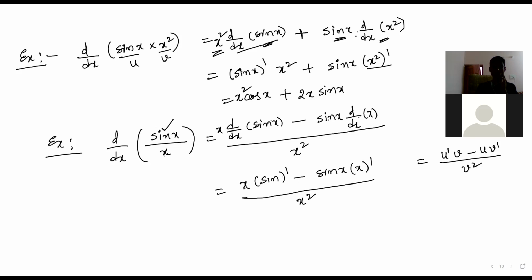Sin x differentiation is cos x. So x into cos x minus sin x into the x differentiation, which is 1, all by x square. This becomes its derivative. Hope you are clear? Yes, sir. Right. Yes, sir.